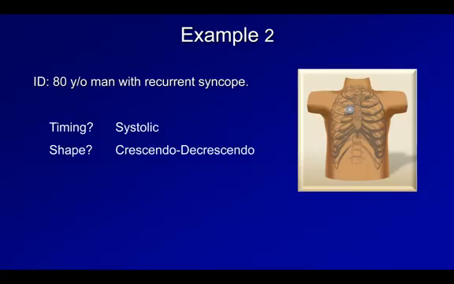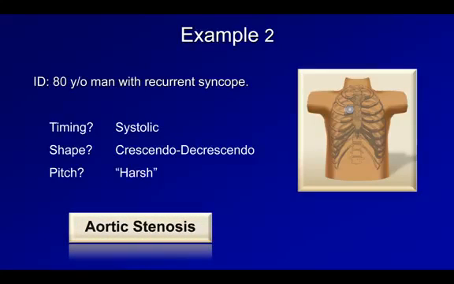Crescendo-decrescendo. Again, don't be alarmed if you find the shape difficult to identify when you're first starting out. Now what about the pitch? It's kind of hard to say what the pitch is. It has just a qualitatively unpleasant nature to it, which is usually labeled harsh. Therefore, which valvular disease is likely responsible for this murmur? Aortic stenosis. Let's listen once more.